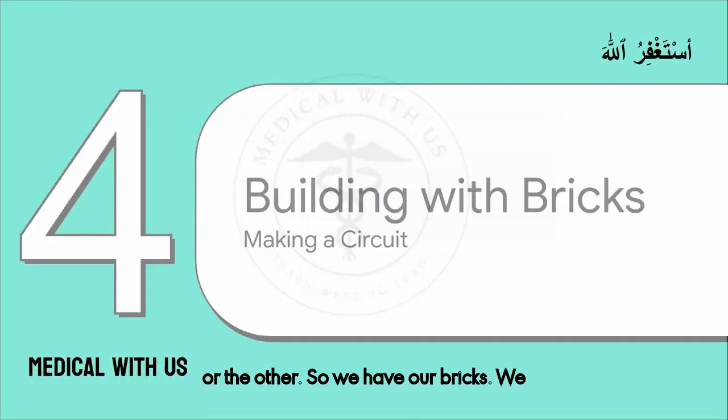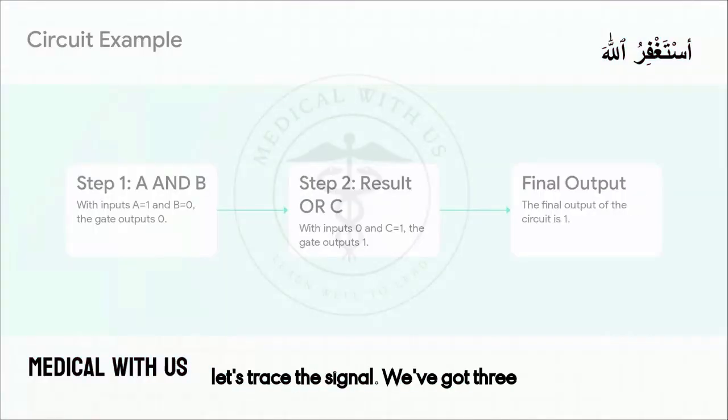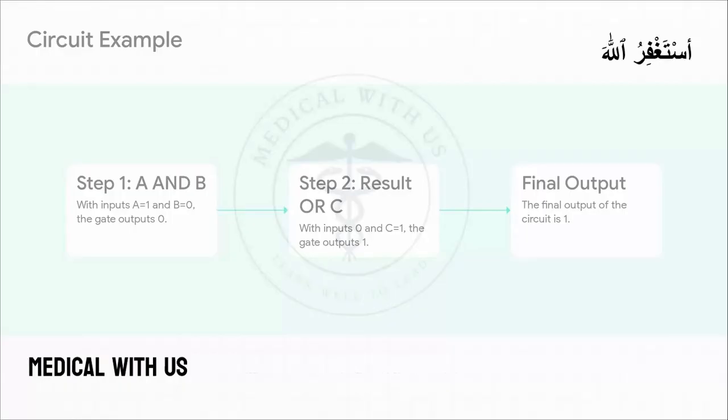So we have our bricks. We know their rules. Now for the really fun part, snapping them together to build something that actually does the calculation. Let's just walk through a really simple circuit. Okay, let's trace the signal. We've got 3 inputs. A is 1, B is 0, and C is 1.